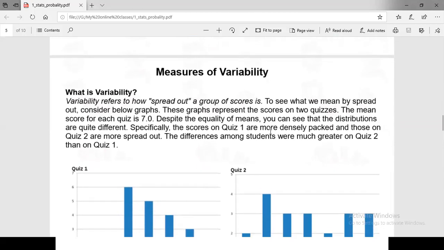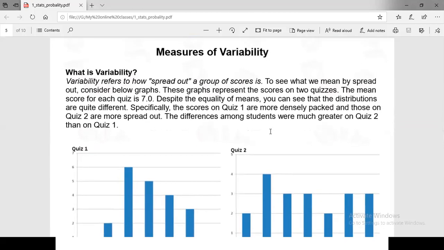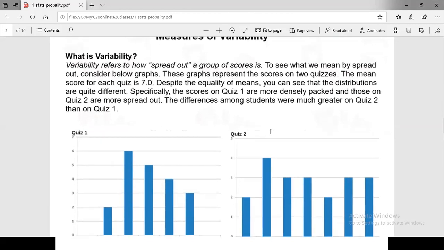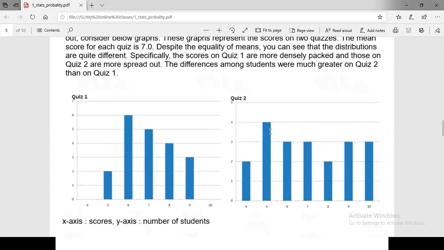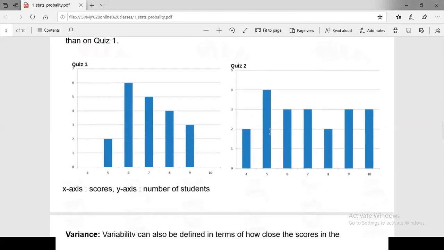Measure of variability, that is spread of data. This is very useful for defining variance, or how the data values are spread in the space. Now listen here. Can you observe quiz 1 and quiz 2? There are two quizzes here. Quiz 1 has one bar chart.